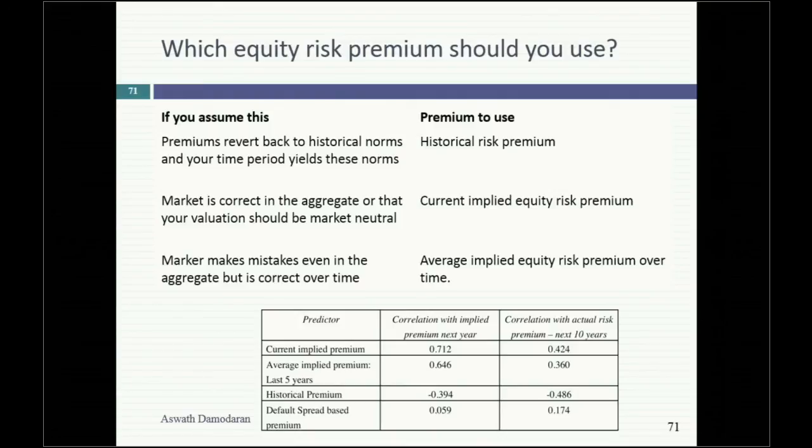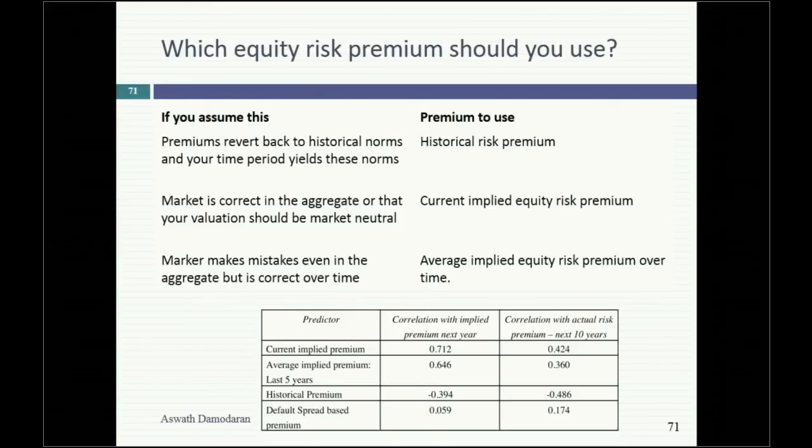If I use a historical premium, first notice the sign. The historical premium is a non-starter in this process. It actually moves in the wrong direction. When it asks you to use a high number, you should be using a low number. When it asks you to use a low number, you should be using a high number, because it seems to be cutting away from where you want to be.